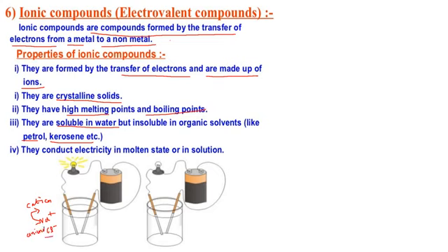So we can see the bulb is glowing here when I mix sodium chloride, which is an ionic compound, in water. So you can see that they are good conductors of electricity when they are mixed in water, and even when they are in a molten state. But they will not conduct electricity when they are in a solid state.